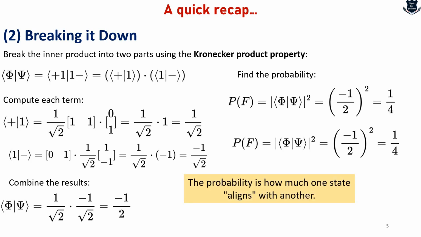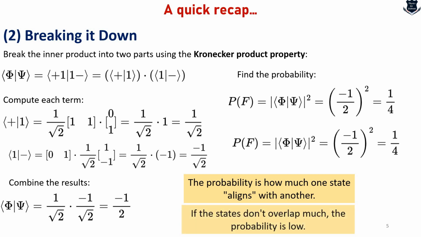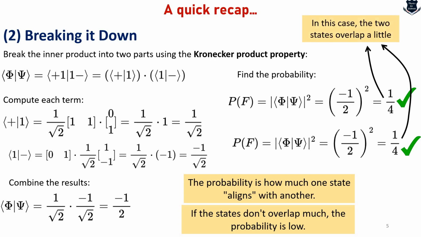So what it tells us is that the probability is basically how much one state aligns with another. The key idea, whether it is Born's rule or the tensor product rule, is how much one state aligns with another. Also, if the states do not overlap, then the probability is very low. So in these two cases, you can see that both methods give the same result. And as it is 1/4, in this case the two states overlap a little and the probability comes out to be 1/4.